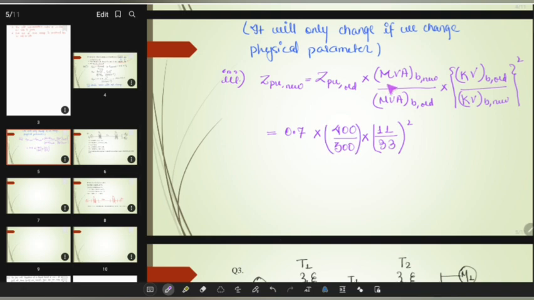See here you can take kVA or MVA. If you are taking kVA base new, then you have to take kVA base old. There is no issue. Now this will give you 0.1037 per unit.